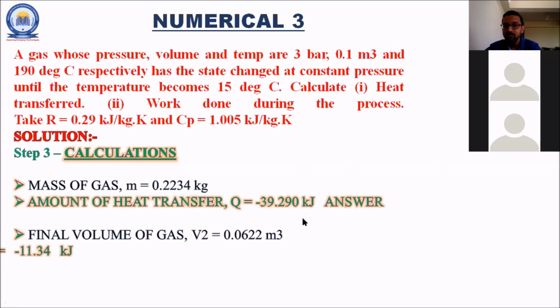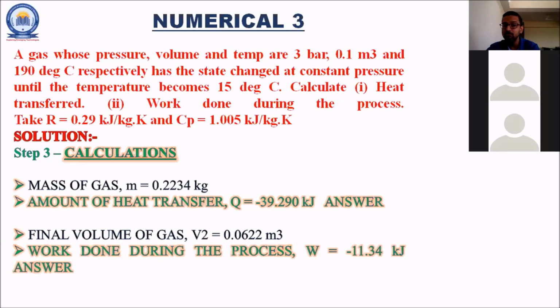Proceeding further, next we need to calculate the amount of work done, that is W. The equation for W is P (V2 minus V1). Firstly we need to calculate V2. The final volume is 0.0622 meter cube. Substituting the value of V2 in the equation for W, we get the answer minus 11.34 kilojoule. Again the negative value of W, so we will mention the statement: the negative value shows that the work is done on the gas during the process. When the work is done on the system, we consider the negative value.